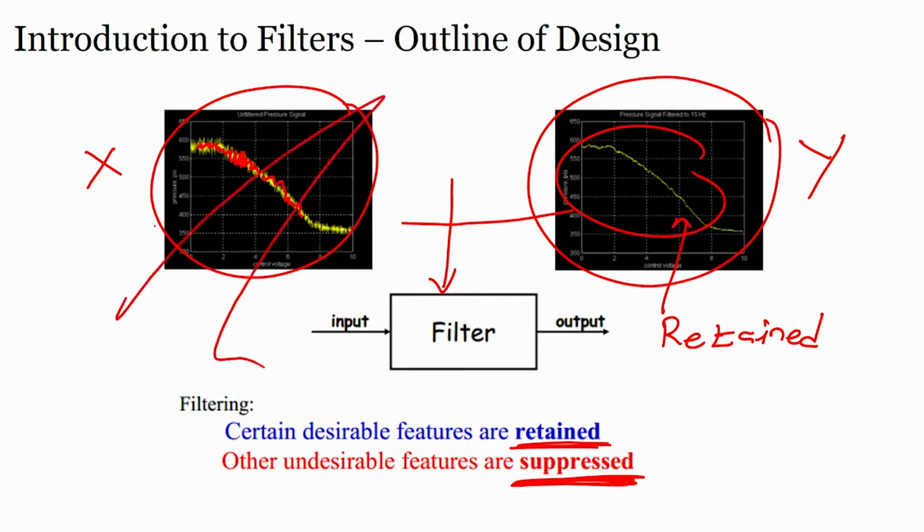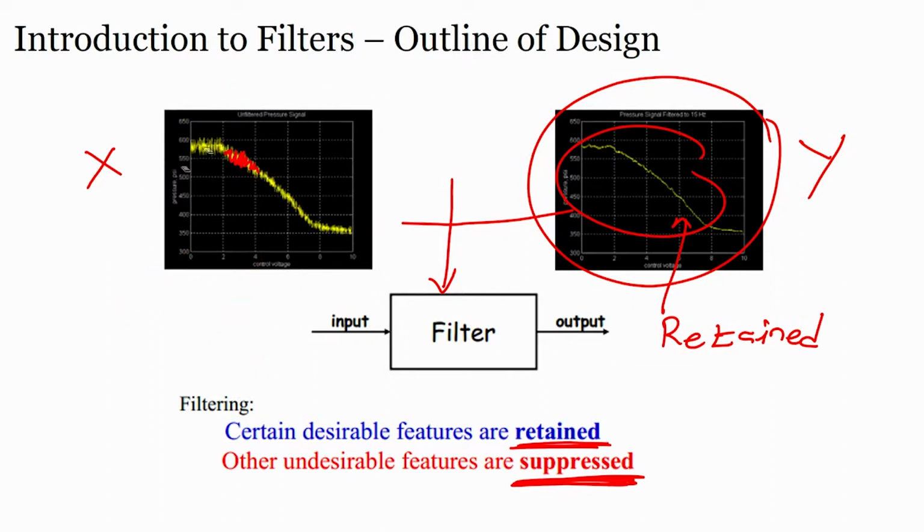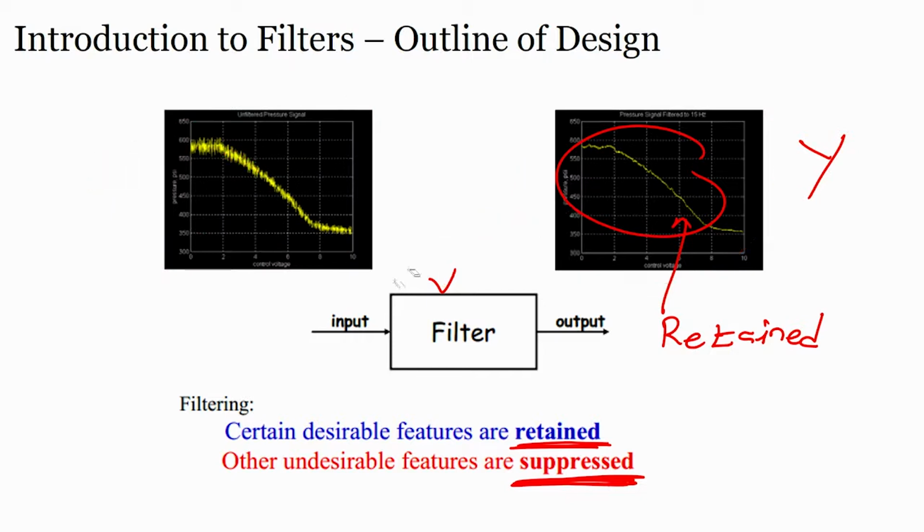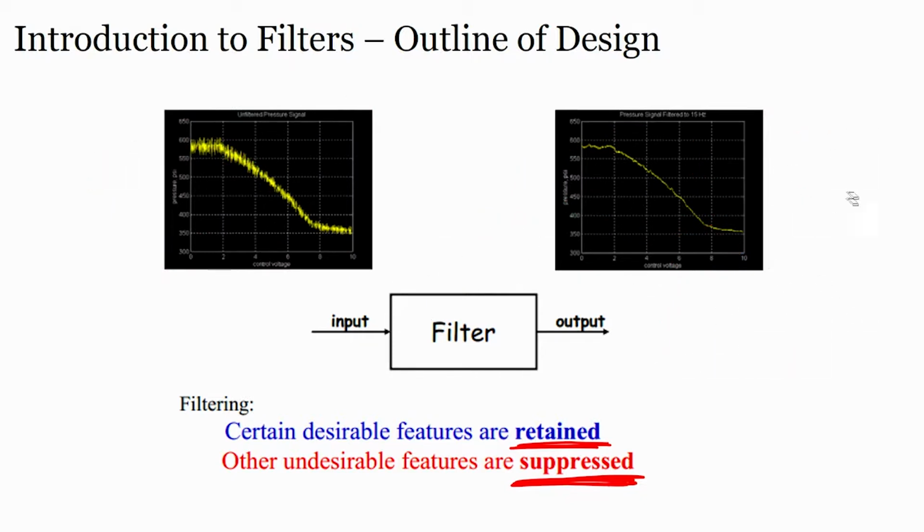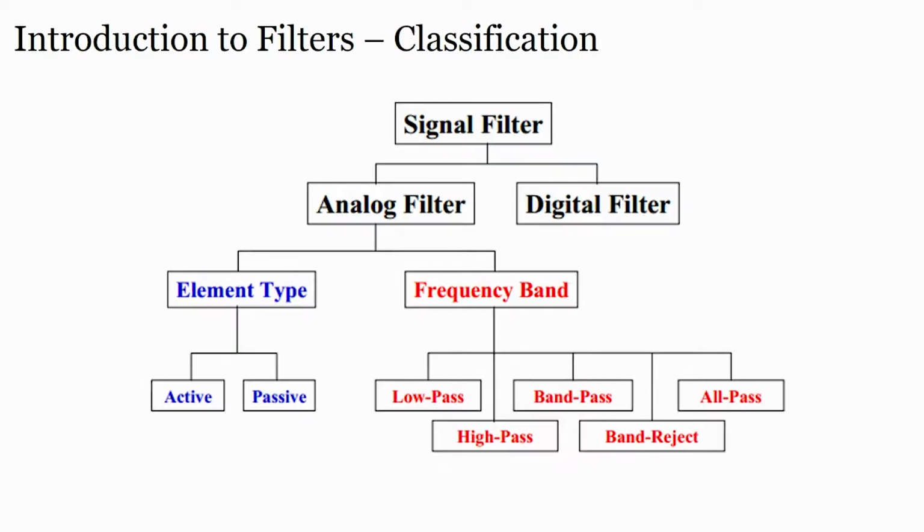Now, these filters can be active, can be passive, can be low pass, can be high pass, can be band pass, can be notch or band reject, and today this module is focused on understanding the low pass filters. So, let us see the next slide.